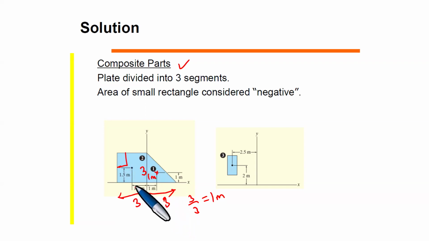What about the rectangle? If we know very well that this is 3 meters, then you take 3 divided by 2, which is 1.5 meters. So this is actually 1.5 meters, and you know that the top is 3, so you take 3 divided by 2, which is 1.5 meters. Okay, that's fine.